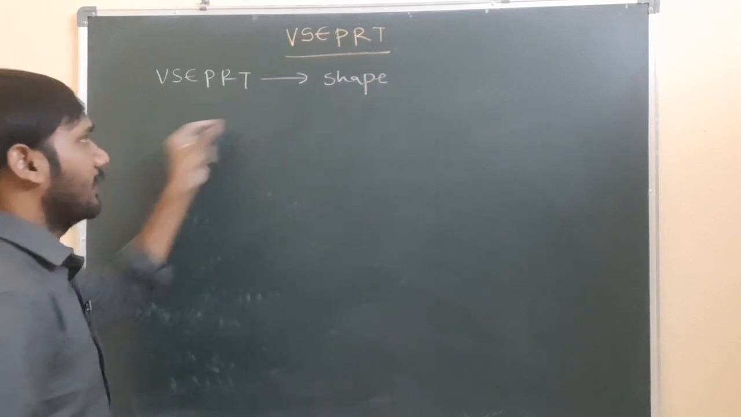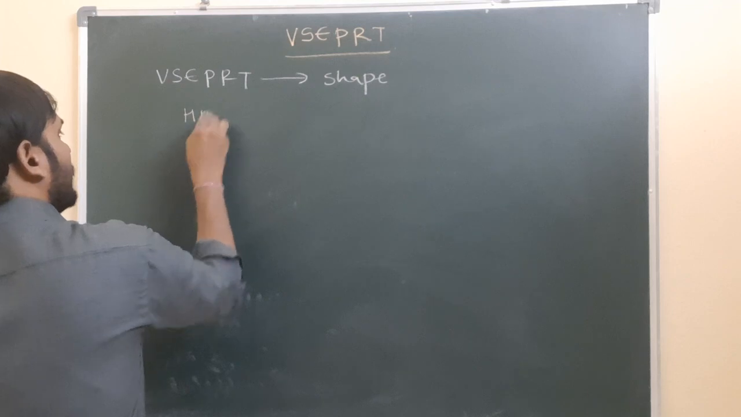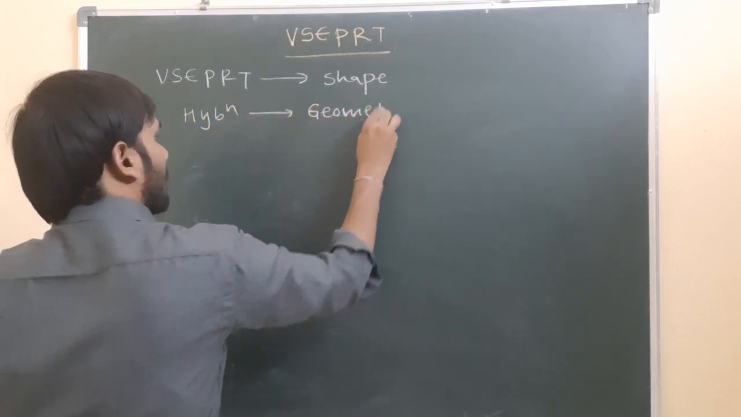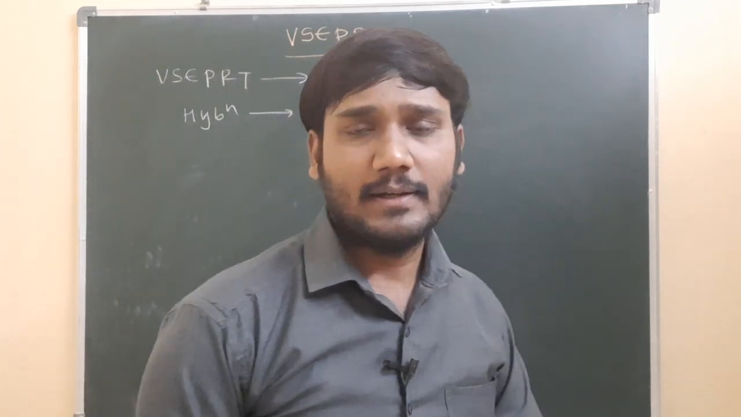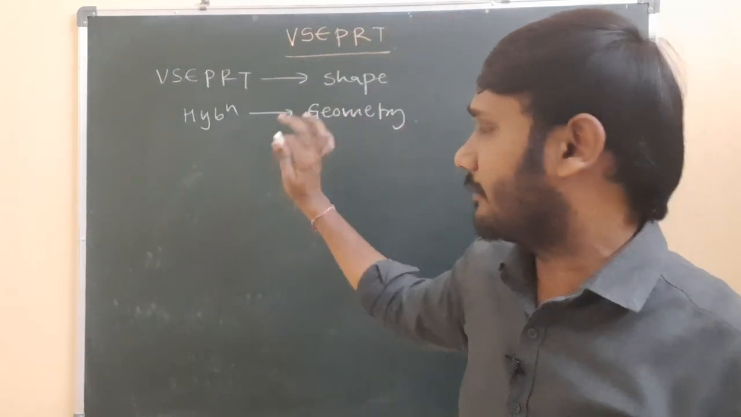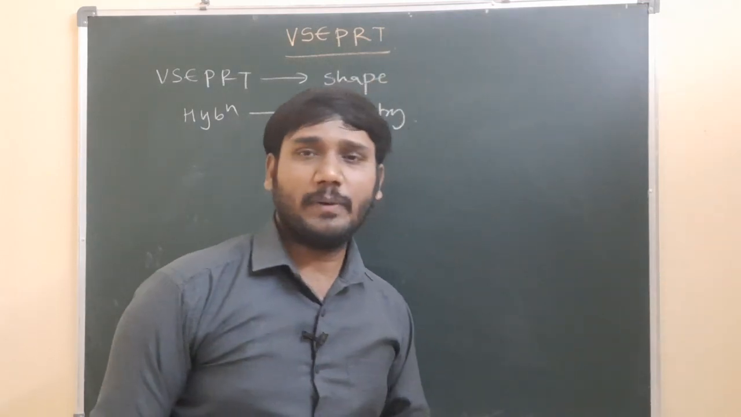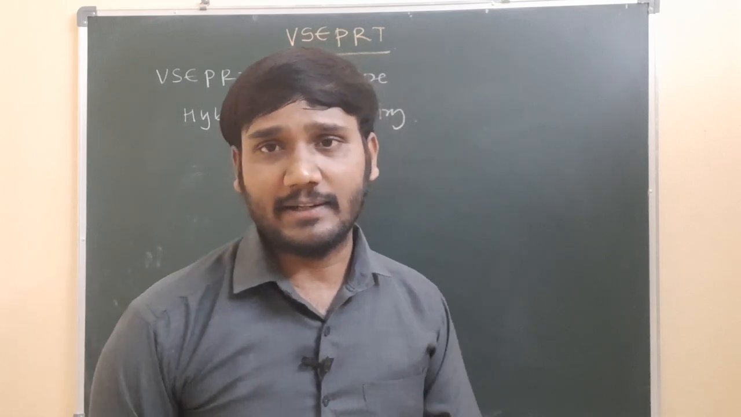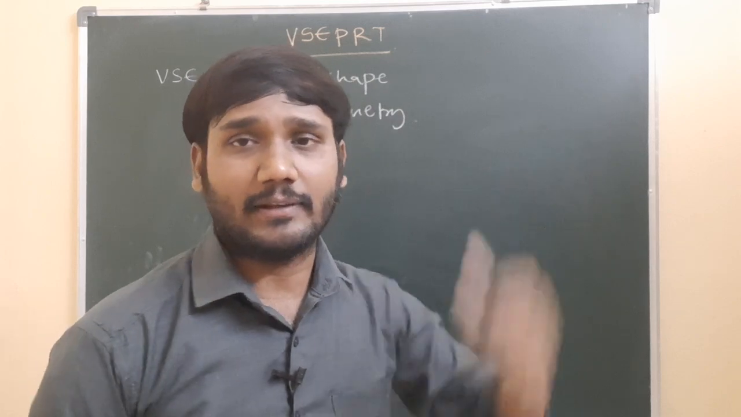That means we can determine the shape of the molecule with the help of the Valency shell theory, and with the help of hybridization, we can determine the geometry of the molecule. Then what is the difference between the geometry and shape of the molecule? Is any relation there? Or if it is different, how is it different? That we have to discuss here.